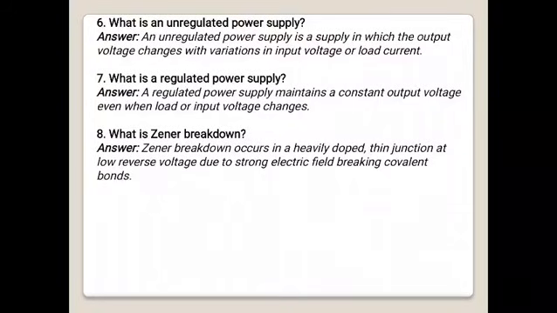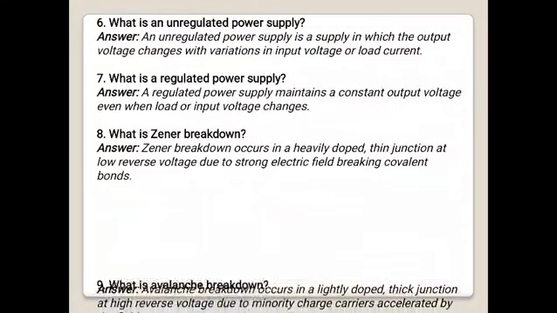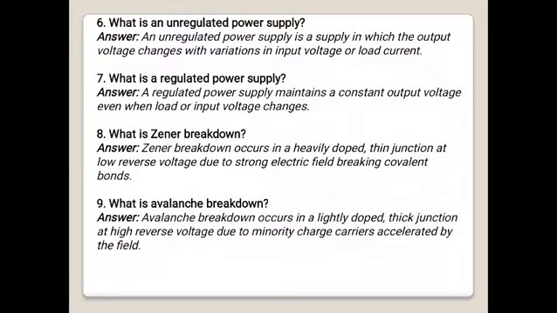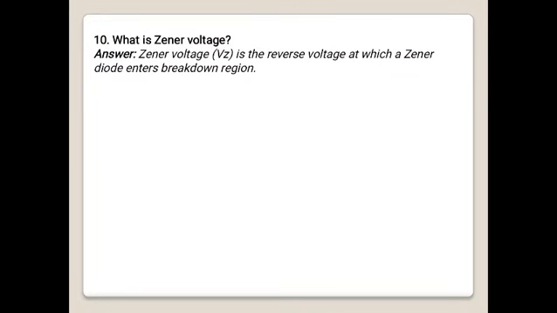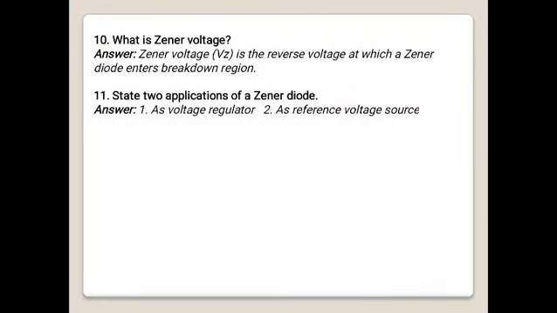What is Zener breakdown? Zener breakdown occurs in a heavily doped thin junction at low reverse voltage due to strong electric field breaking covalent bonds. What is avalanche breakdown? Answer. Avalanche breakdown occurs in a lightly doped thick junction at high reverse voltage due to minority charge carriers accelerated by the field. What is Zener voltage? Zener voltage is the reverse voltage at which a Zener diode enters breakdown region.